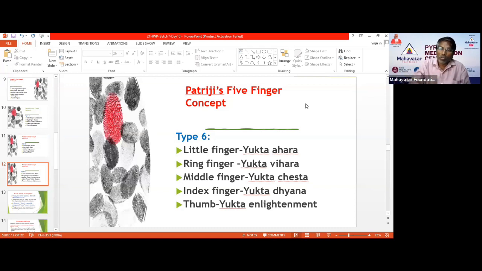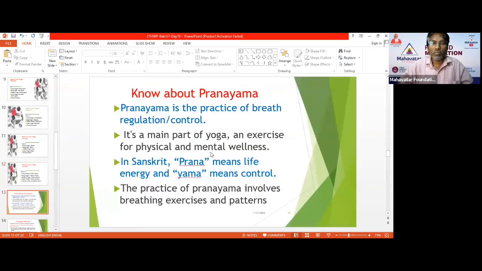So these are the five fingers explained as part of type 6, friends. This is how we need to understand the Patriji five finger concept, right? We understood it very clearly, friends. If you start doing meditation, you will come out of Tamoguna, then out of Rajoguna to Sattvic Guna, Sattvic to Suddha Sattvic Guna, and Suddha Sattvic then comes to Nirguna. All this happens only through the practice of meditation consistently. That's how we need to understand the five fingers. We understood now clearly, friends.